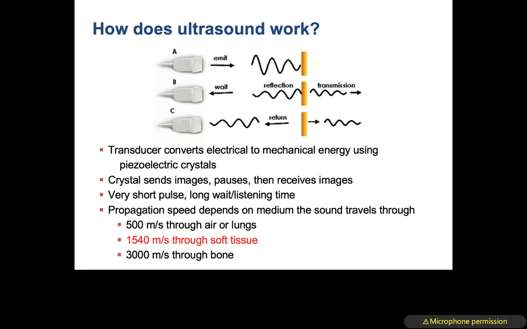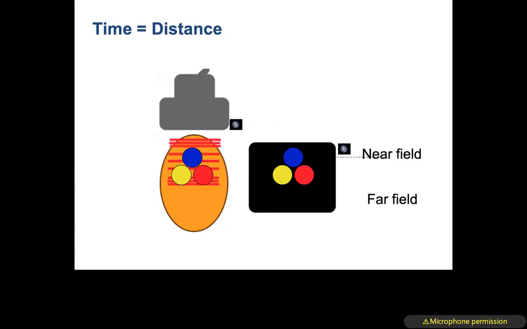This is important to note because when we talk about artifacts, we often assume that the propagation speed is the same through all tissues when we look at ultrasound images, which of course is not always the case. In ultrasound, time equals distance. If you see here in my picture, I have an ultrasound transducer. Here's my indicator over here. This is the object that I'm looking at. And this is my picture on my ultrasound screen. So it lines up with the transducer image over here.